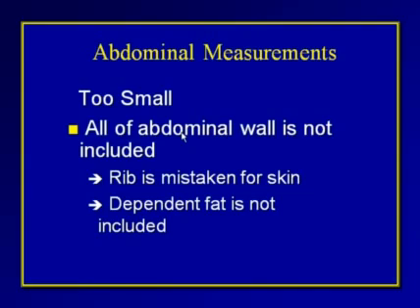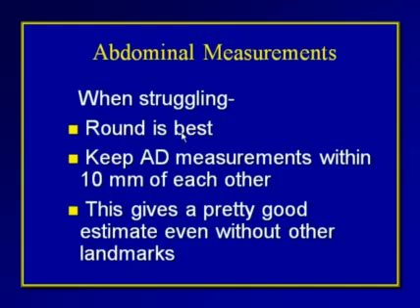When anybody lies on their side, the fat or the subcutaneous tissue heads down towards the ground, and so the leading edge or the anterior surface is going to be thinner, and the downside is going to be thicker. So don't forget to look for more subcutaneous fat on the dependent side of the fetus. When you're struggling to get an accurate abdominal measurement, because sometimes it can be quite difficult in a late-term fetus, remember that a round image is best. It's important to always keep the abdominal diameter measurements within 10 millimeters of each other. And this will give you a pretty good estimate even if you can't see the other internal landmarks.